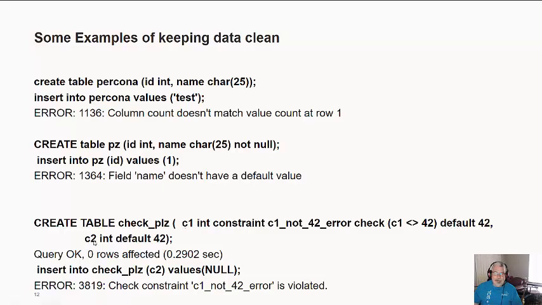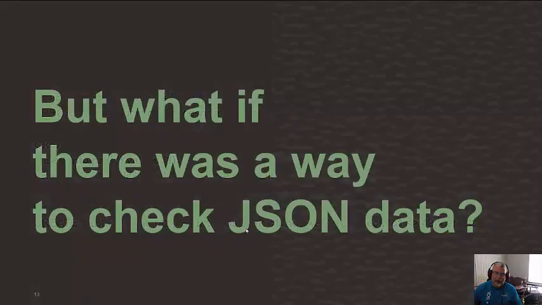We have a second column called C2. So we go to insert data in there, and we're just giving the value for C2. It comes back with a check constraint violation saying, hey, you're trying to enter a bad value. So once again, this is trying to keep bad data out of your database. You've designed this table to know that you don't want the value of 42 in there, and you're doing all you can to get around that.